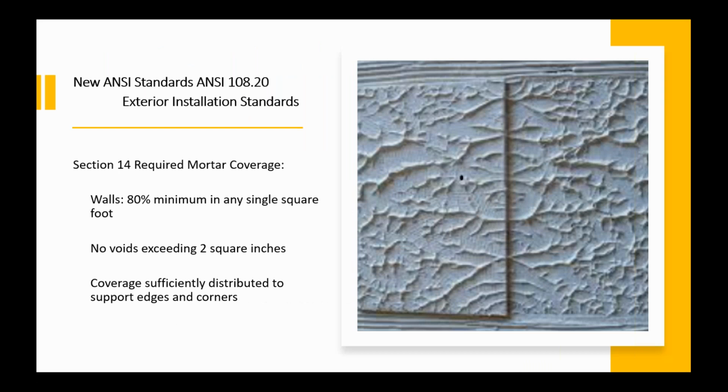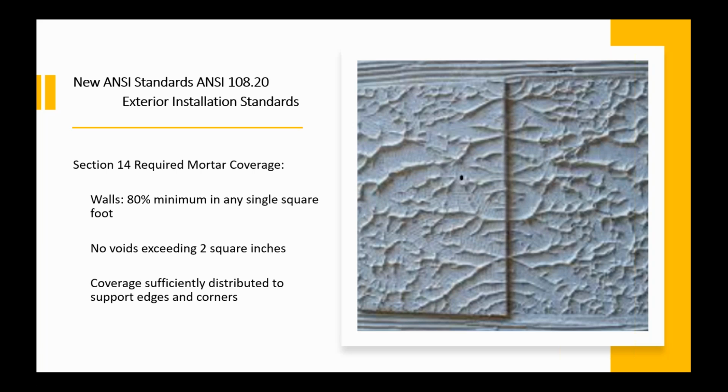Required mortar coverage. In walls, it's 80% in a single square foot. That's very different. That's for an exterior standard. So for regular porcelain tile, let's say a 12x24, you're required to have 95% coverage on an exterior. This is 80%, but it's also a much larger panel with much more contact and mortar to it. So we see that being very successful.